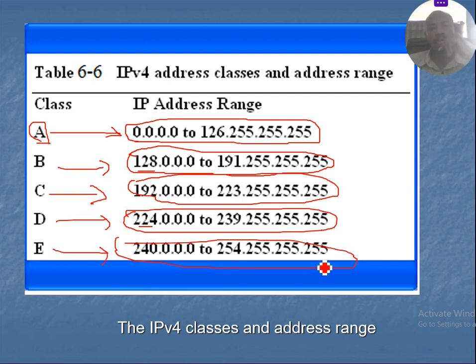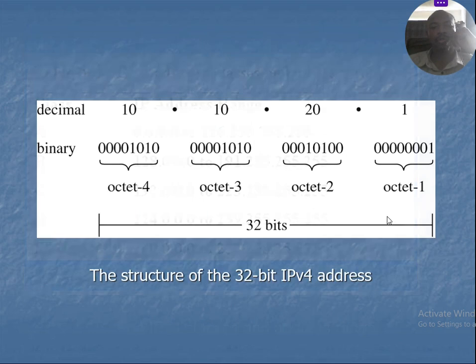Is that okay? So you can see for IP address version 4, they are assigned like this: class A, class B, class C, class D, and class E. Each of them has a range of dynamic IP addresses that can be assigned to it. Is that okay? Now let's move on quickly.